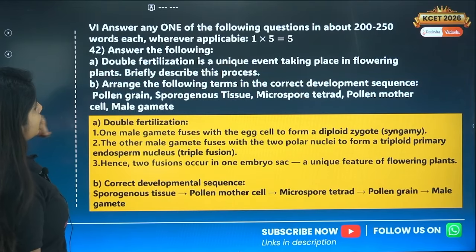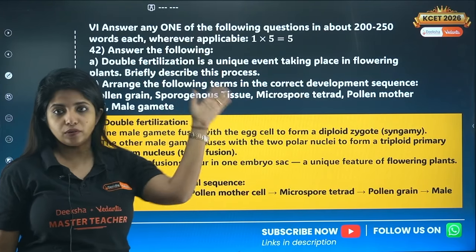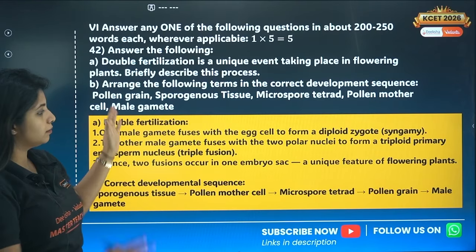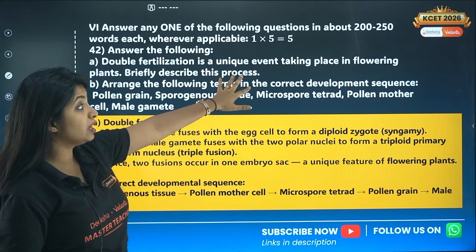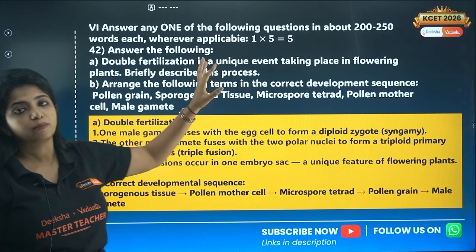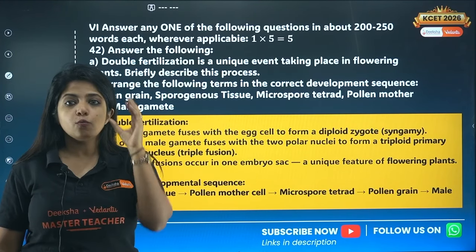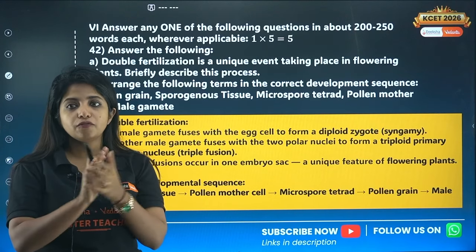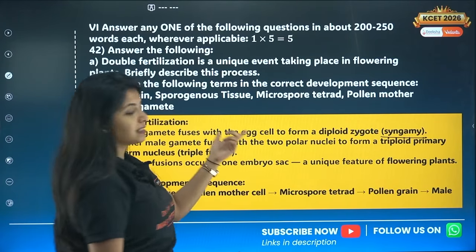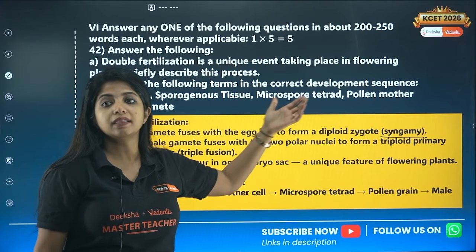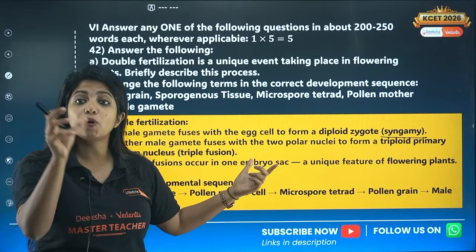Now, answer any one of the following questions. You have 3 options, and out of that you just have to answer one. Double fertilization, a unique event taking place in flowering plants. Briefly describe the process. You have to mention 2 fertilizations happening. First, one male gamete fuses with the egg cell, forming the zygote. This process is known as syngamy. Egg cell is haploid, sperm is haploid, and the diploid zygote is being formed. The other male gamete fuses with what? The 2 polar nuclei.